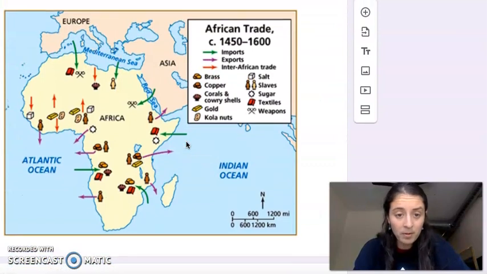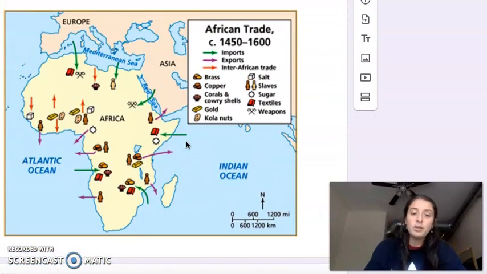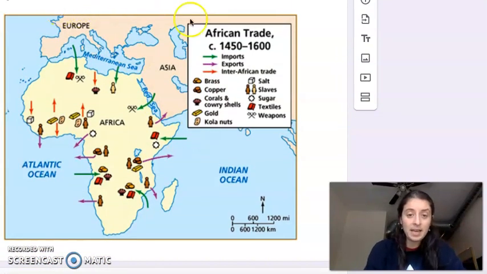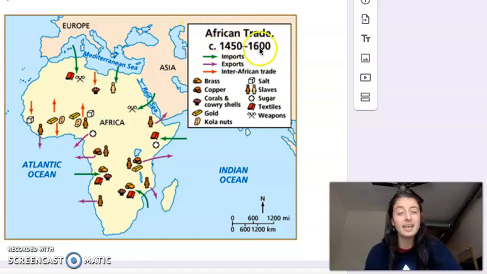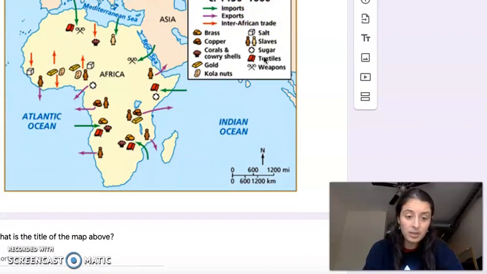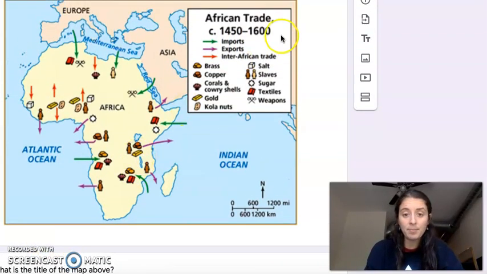So this is a map that we are looking at. Usually we might see that the title is at the top. Here we notice that the title is actually at the top of the key. The title of this map is African Trade, and then it gives us the dates that we're looking at, 1450 to 1600. So the first question asks you, what's the title of the map? You can write African Trade, or you can write African Trade and the dates that it references.